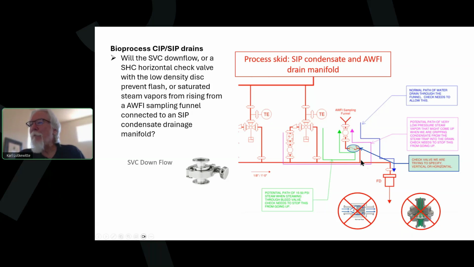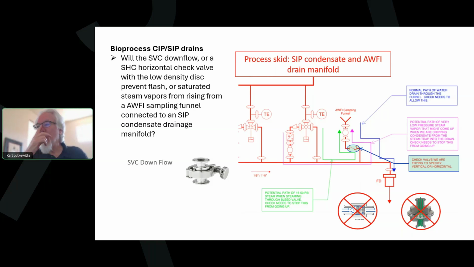However, if vapors were coming up through that drain, that check valve would not close. It needs water because that's the only way the disc is going to rise. If there's water, the disc rides up and seals off. So this isn't going to work either. Anyway, I wanted to share that. Those are applications where no check valve is going to work.